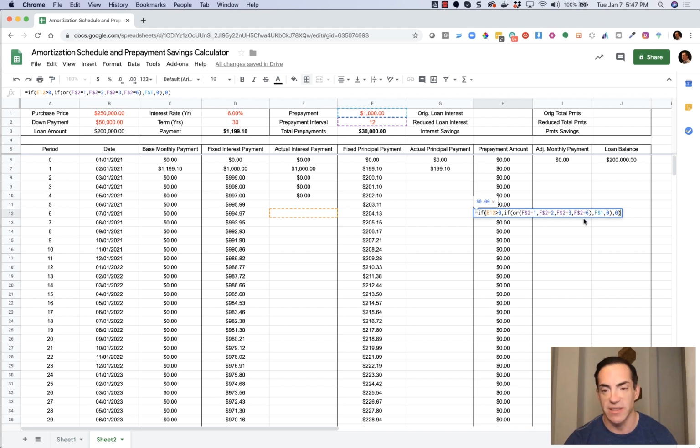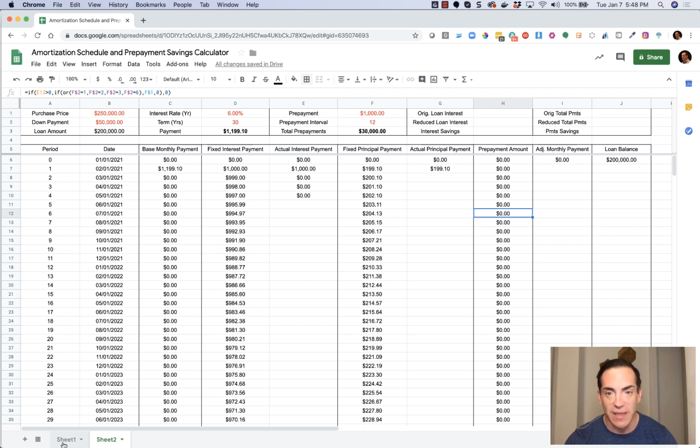Otherwise, it just forces a 0 value. And remember, actual interest payments aren't going to exist unless there's loan balances. So until we actually fill in this column, column J, then we won't have positive values in column E. And until we have positive values in column E, we won't have actual prepayments being calculated in column H. Aren't spreadsheets cool? I'm telling you, I think this stuff is so flipping cool.